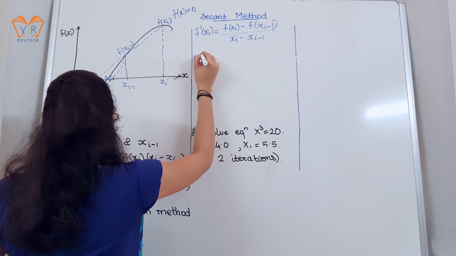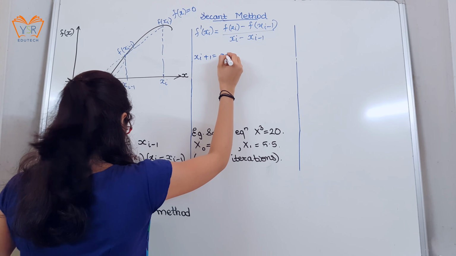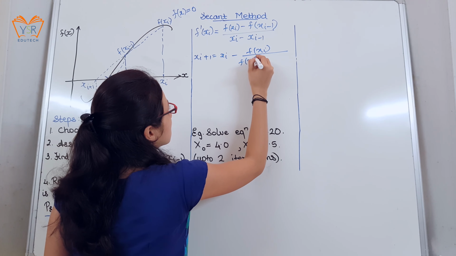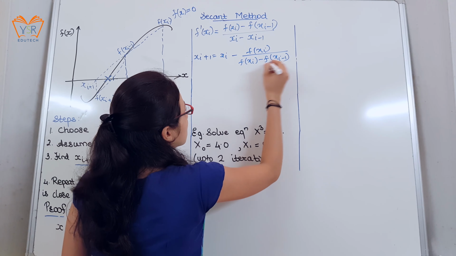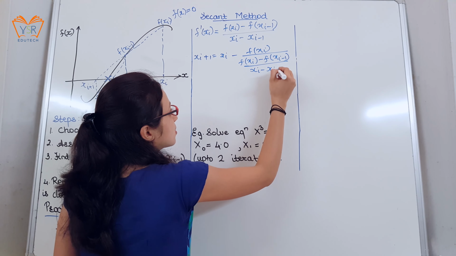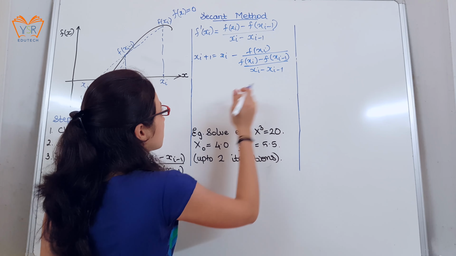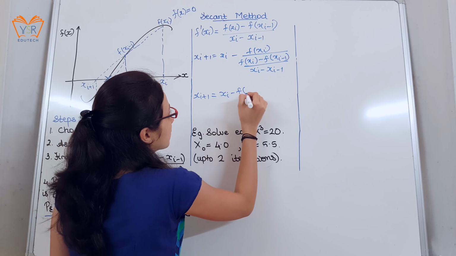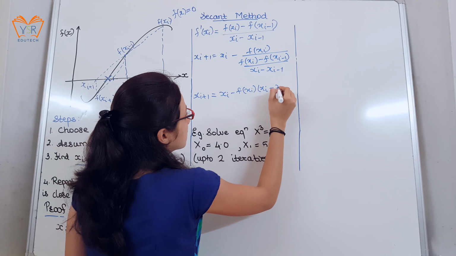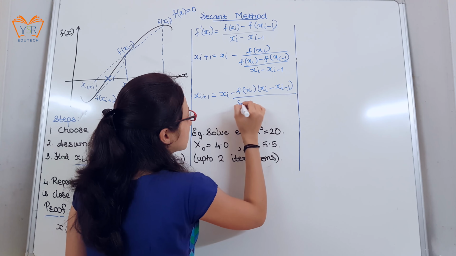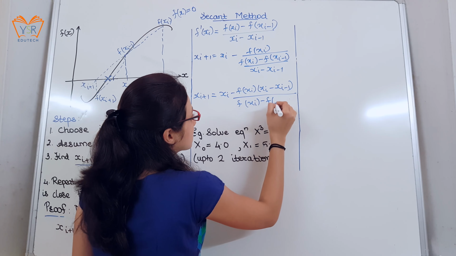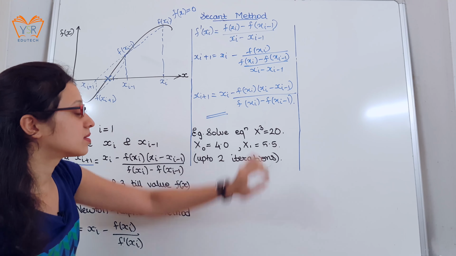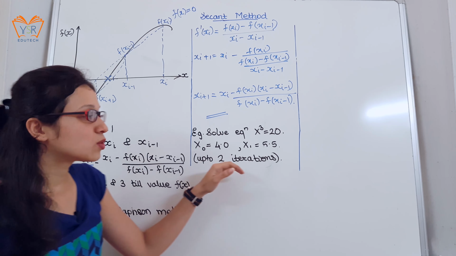We get, now simply make it upside down. We get the final formula. So this is the formula of the secant method. We'll understand the procedure clearly through an example.